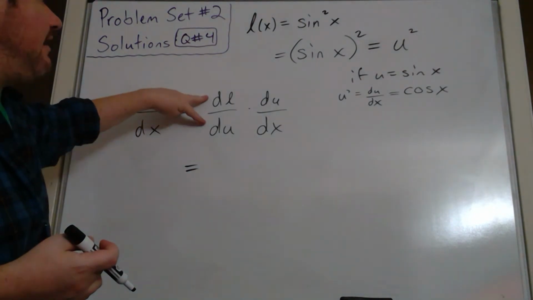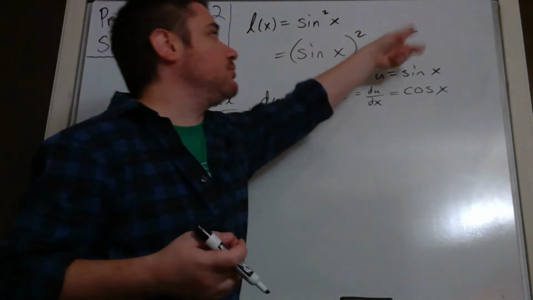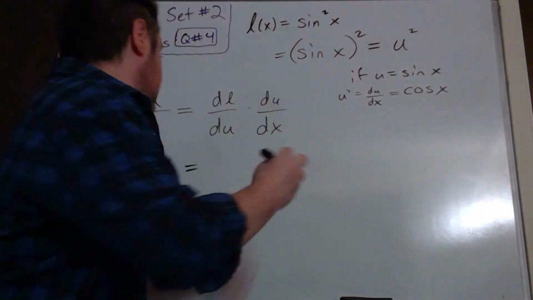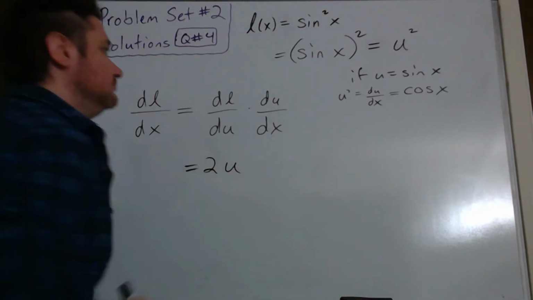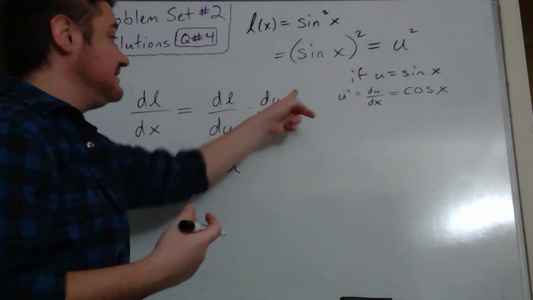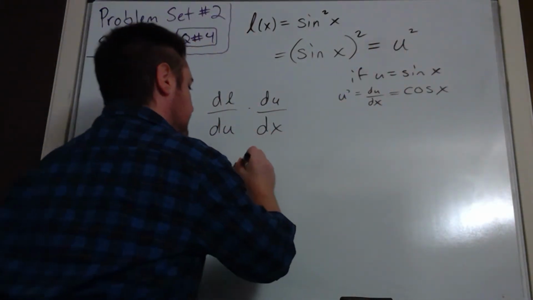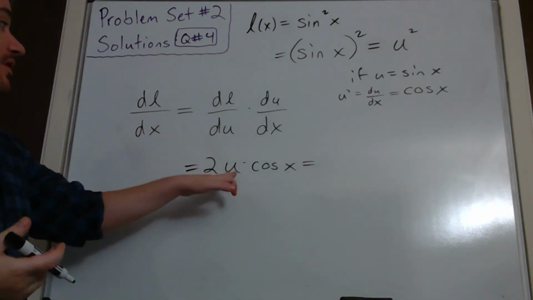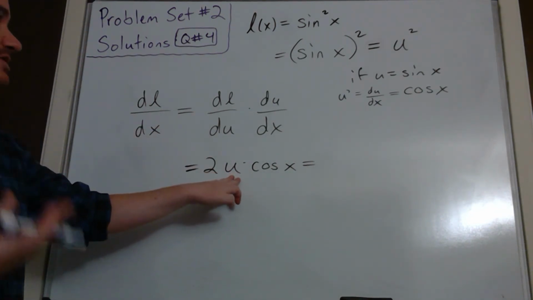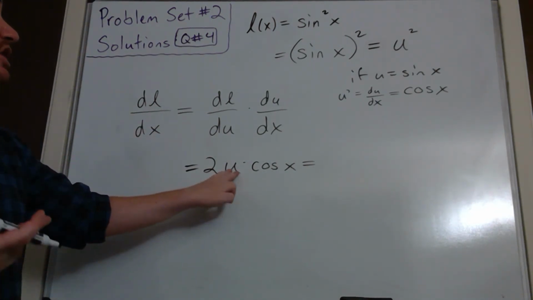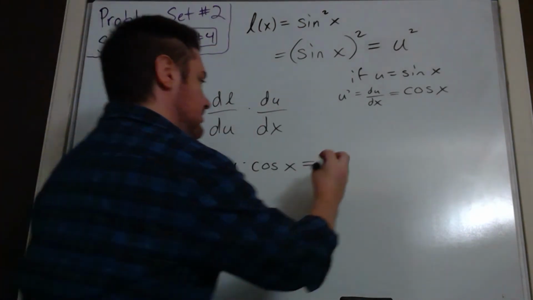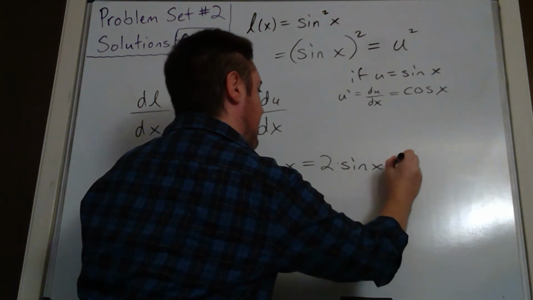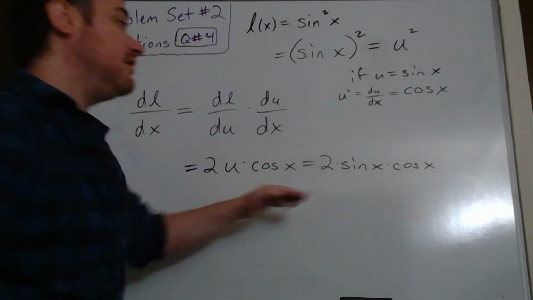So the derivative of L with respect to u, L is u squared. So the derivative of that with respect to u is just our power rule, right? Bring down the 2, so we get 2u, and then times du dx. I already called that cosine of x. We already found that. So we've got cosine of x. And last thing we want to do is we don't want to leave u. That was a substitution. We want to go back to functions of x. U is sine of x, and so I've got 2 times sine of x times cosine of x. All right.